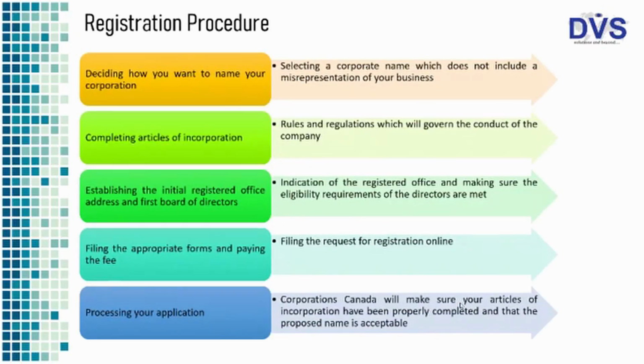So, deciding how you want to name your company: a company selects a name which does not include a misrepresentation of the business. Completing the Articles of Incorporation, which are the rules and regulations that govern the conduct of the company. Establishing the initial registered office address and its first board of directors, whereby an indication of the registered office, which can be taken on rent or could be a shared office address, but a permanent address is required, and making sure the eligibility requirements of all the directors are met, which is, they should not have any legal cases against them, and they should never have been disqualified as a director. They should be a minimum of 18 years of age.